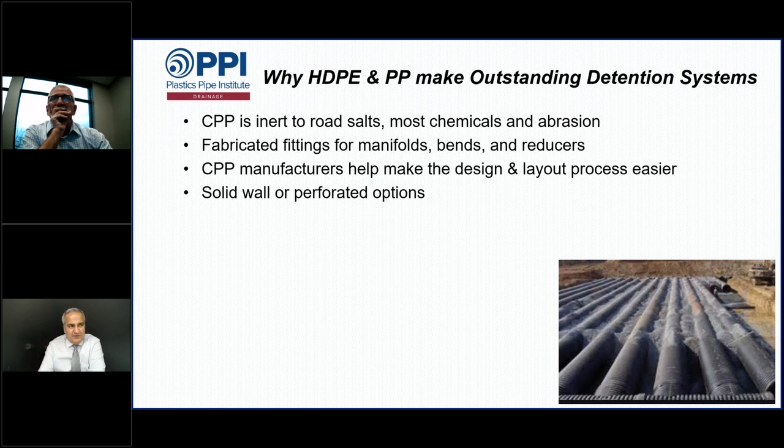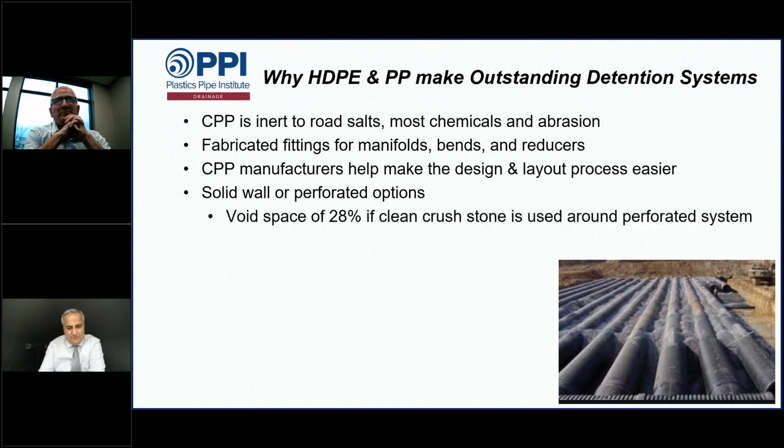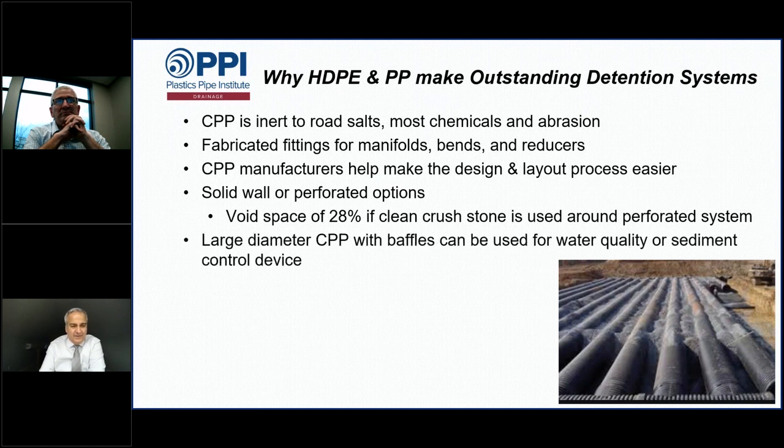With plastic pipe, you can stay solid, as most people think of, or it can be perforated. Plastic pipe can be perforated so that you can take advantage of the void space of the stone backfill around it, or perhaps you live in an area where there are sandy soils and it actually infiltrates, which provides an opportunity to return some of that water back into the groundwater system. So for void space in stone, our industry recommends 28% of the clean crushed stone be used as available space for storage if you use a perforated system.